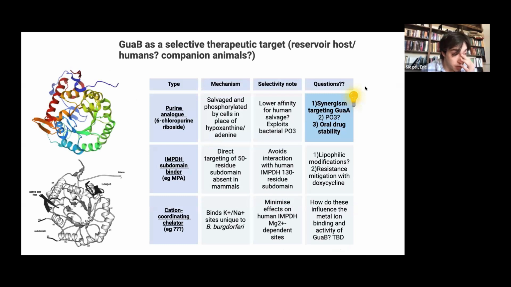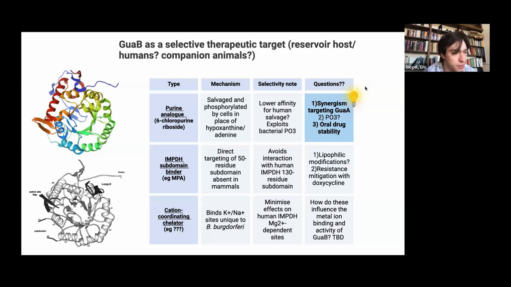So I want to make a brief couple of notes about where this work could go and something that we're not really looking at right now. One of the goals is to develop a species-specific inhibitor as either a potential therapeutic or reservoir host treatment. And we would need to develop a species-specific drug since we do have an inosine monophosphate dehydrogenase, just like Borrelia. We can't have something that affects our own or that of mice.